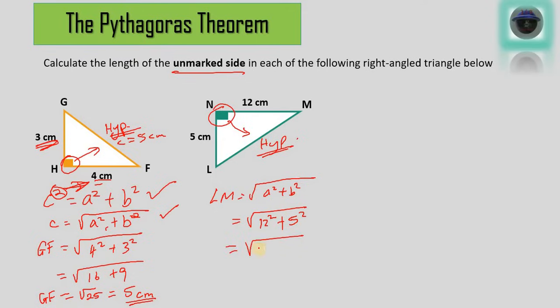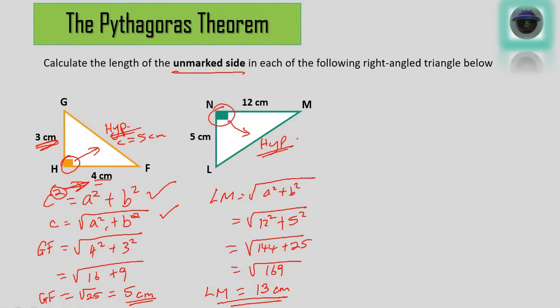And so we have 144, which is 12 times 12, and 25, which is 5 times 5. And 144 plus 25 is 169. And the square root of 169 is what? What number multiplied by itself gives us 169? That's 13. So LM, which is actually our C value, in other words, our hypotenuse, is 13 centimeters.